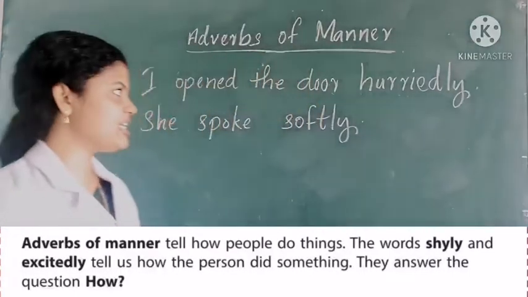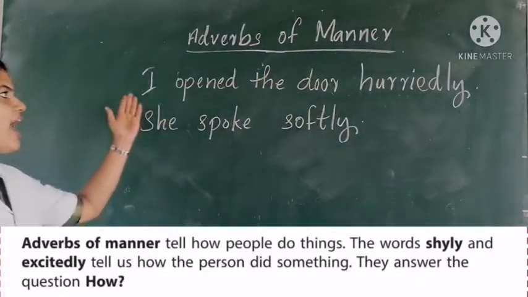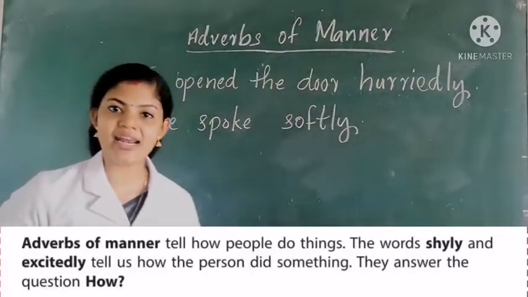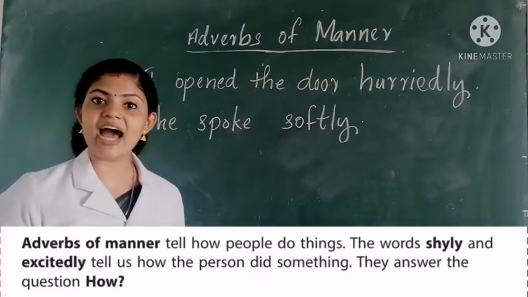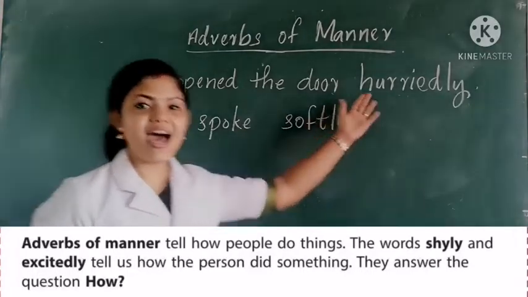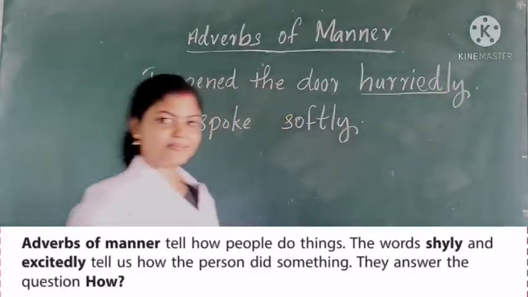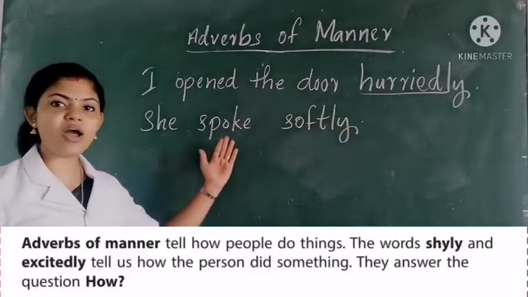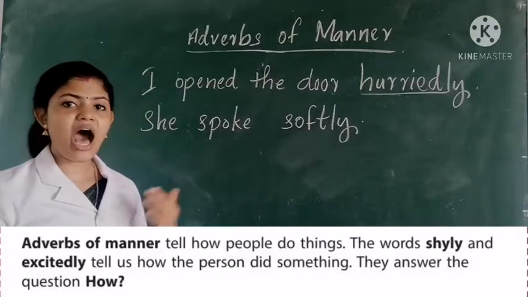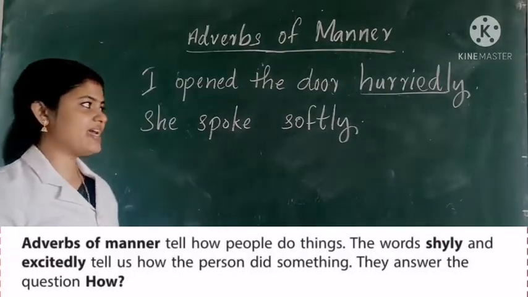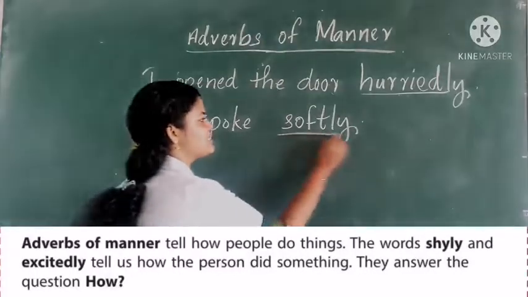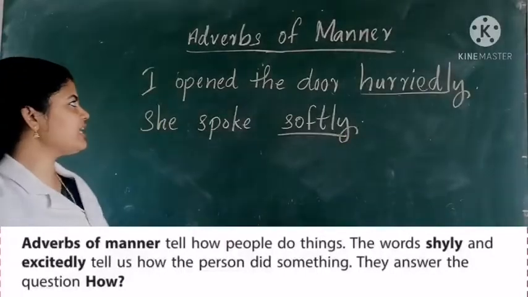Here also you can see two sentences. Which are they? I opened the door hurriedly. How did I open the door? Hurriedly. Next, she spoke softly. How did she speak? Yes, she spoke softly.